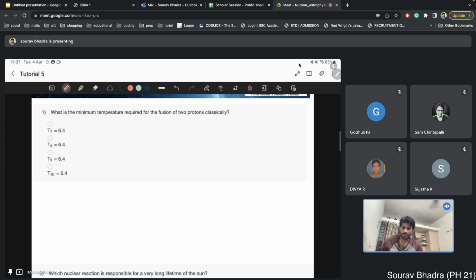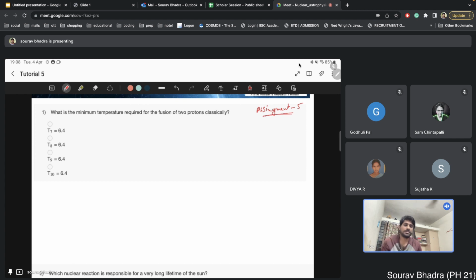You don't have to understand any new thing. I have seen the assignments which Sam sent me, and those assignments are more or less the same as the assignments I have from the previous year's course, and which you have got for this current year's course. So almost they are the same now. Okay, now, what is the minimum temperature required for the fusion of two protons classically? This was the problem of assignment 5.